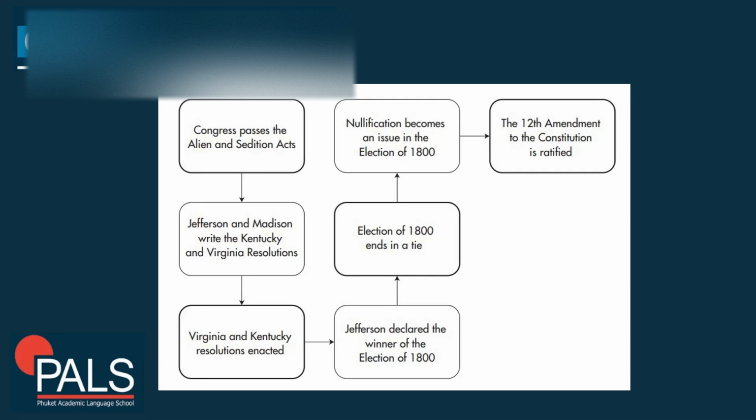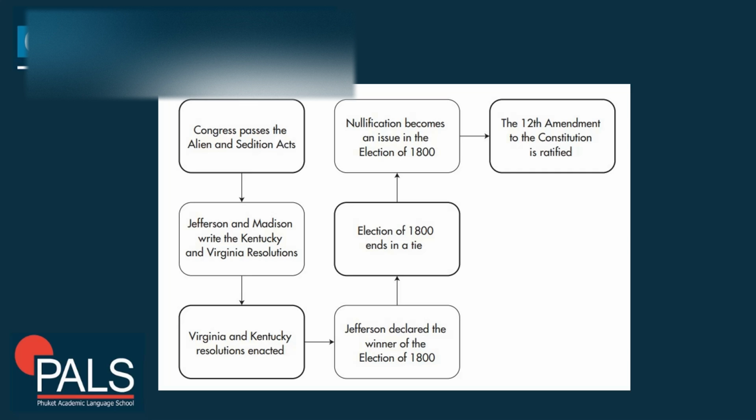Number 1 would be Congress passed the Alien and Sedition Acts. This is the beginning of the whole story here in the text. Box number 3, the bottom left, would be Virginia and Kentucky resolutions enacted. Those, of course, came after the writing of the Kentucky and Virginia resolutions. After that, we know that Jefferson declared the winner of the election of 1800, but there was an issue.